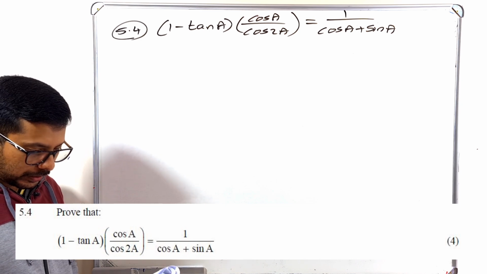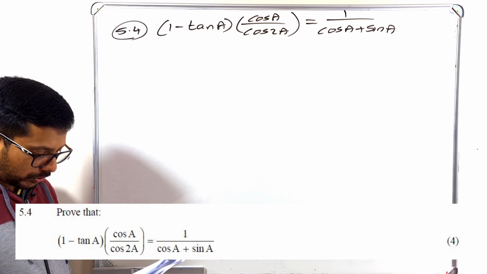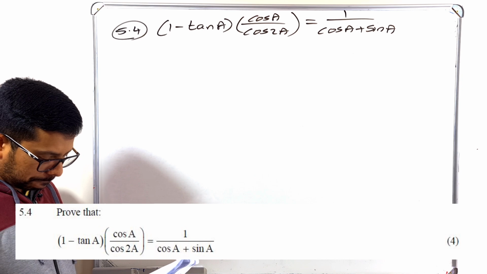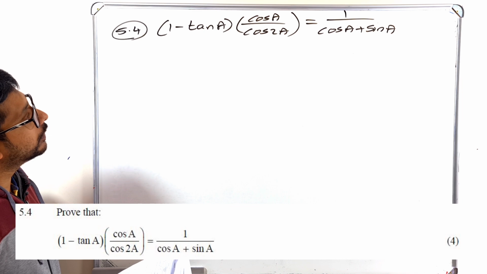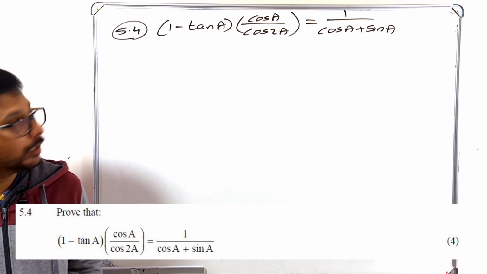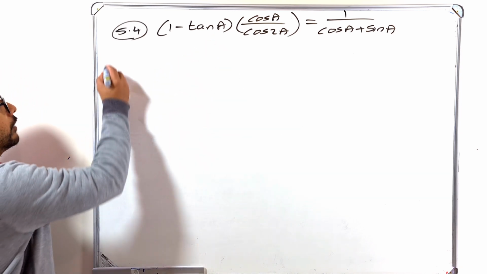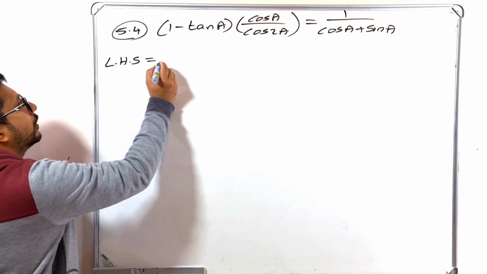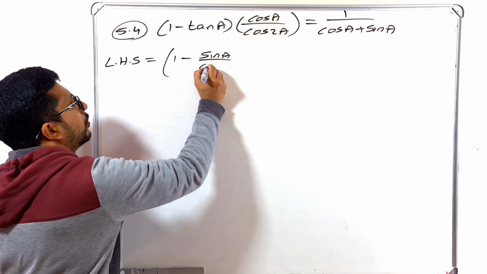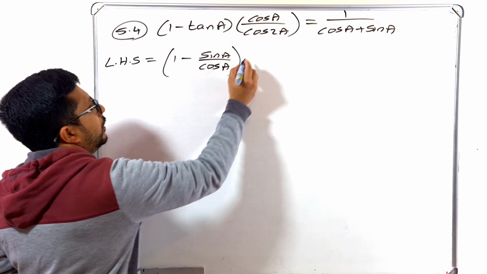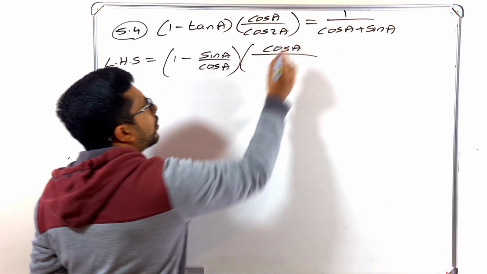(1 minus tan A) into cos A divided by cos 2A is equal to 1 by (cos A plus sin A). How can you prove this? This tan A, you know that it is sin A divided by cos A. So let's take the left hand side. Left hand side is equal to (1 minus sin A divided by cos A) into cos A divided by cos 2A.